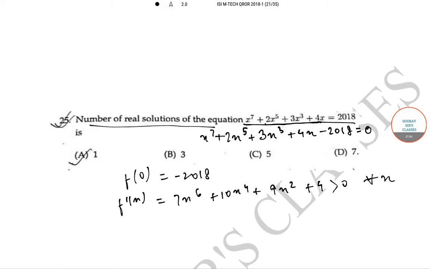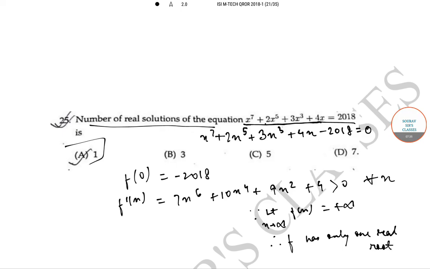Since we have all the powers as positive terms, and also since the limit as x tends to infinity of f(x) is equal to plus infinity, therefore f has only one real root. So the answer is option A, that is 1.